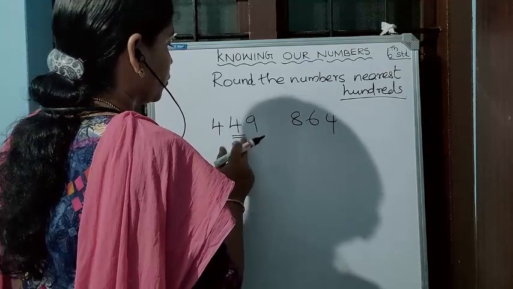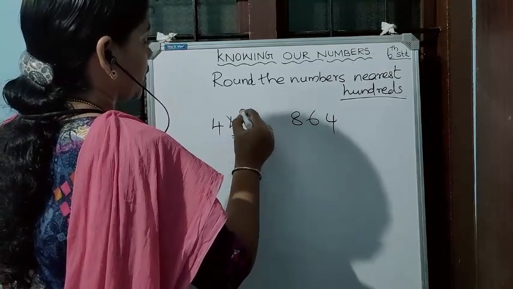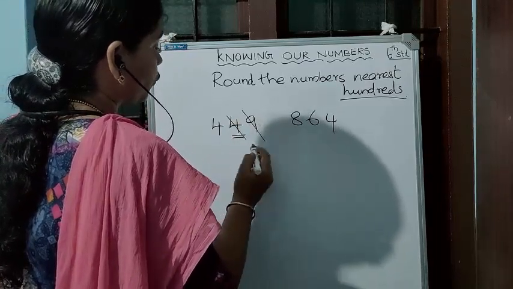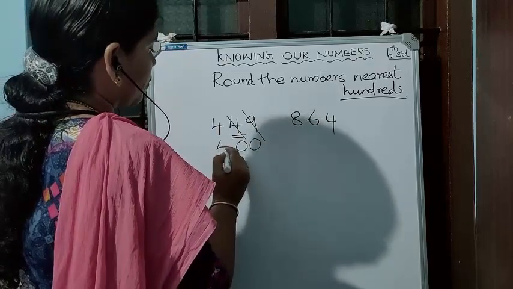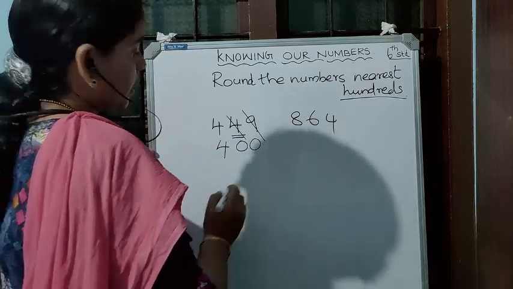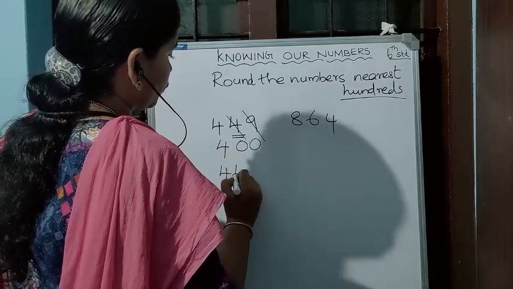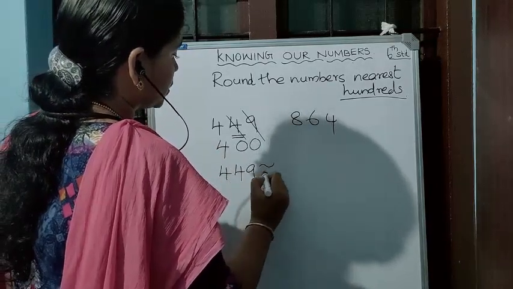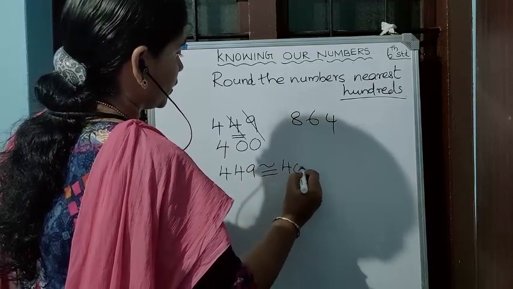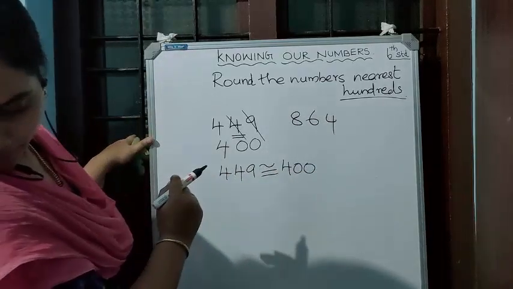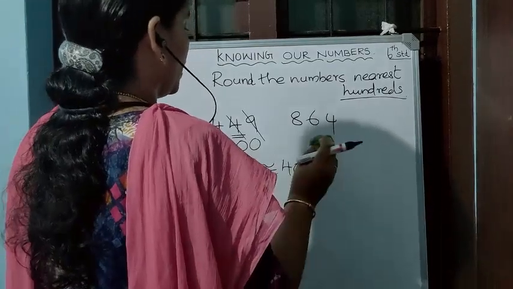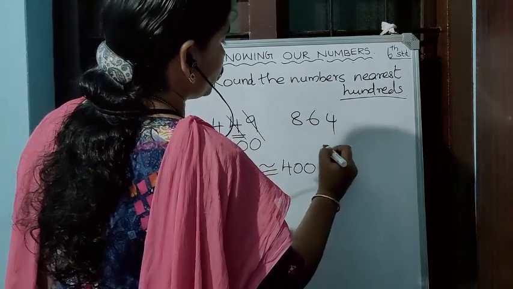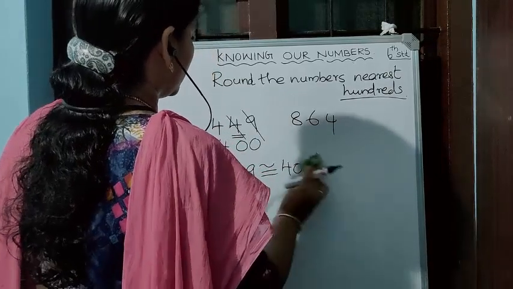So, what will we do? We ignore these two numbers and instead of them we put 0, 0 and write down the number here. Clear? So 449 is estimated to 400. Next one is 864.